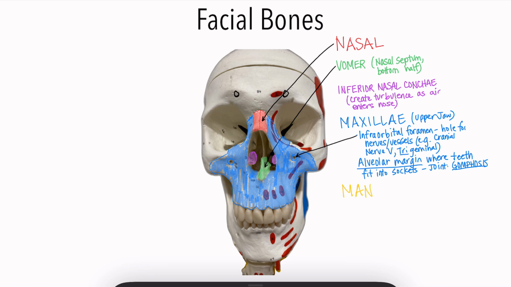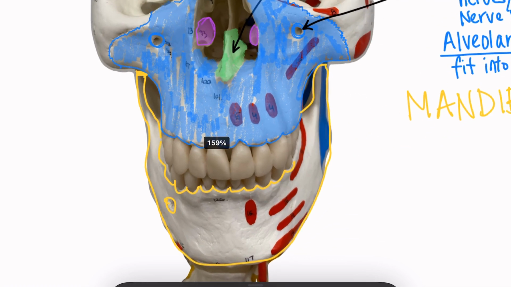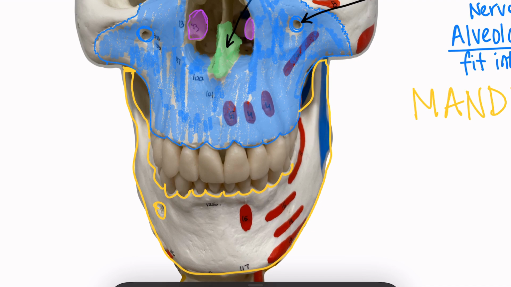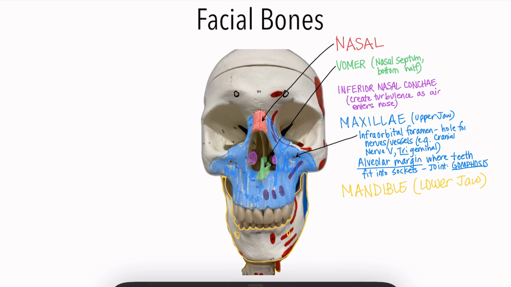Onto the mandible, that's your lower jaw. This one's not paired. You can see again with my yellow pen, I'm outlining the alveolar margin of the lower jaw. And then it goes up and it fits into the temporal bone right here, forming your TMJ. And you've got a couple of holes right here. Can't see it on this side very well. Let's just say it's right here. Those are called the mental foramen. Go ahead and color this in. The mandible, and you can see the alveolar margin.